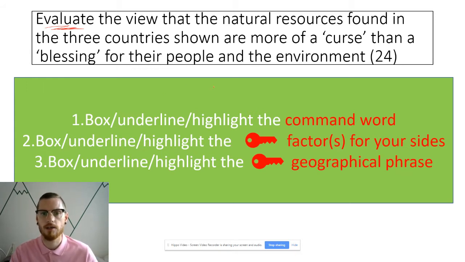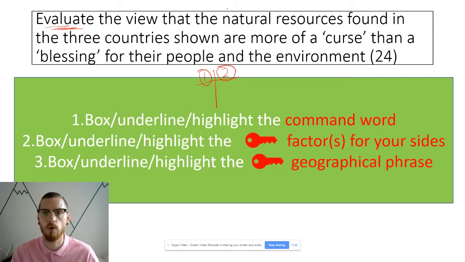And what I mean by that is, remember, evaluate questions are arguments. You're going to have one side of the argument and the second side of the argument. That's what you're doing in an evaluate question. A lot of the time, the question will give you the two sides, or it'll give you one of the sides and you've got to come up with the second side from your subject knowledge. We call these the factors of the argument, or the factors of both sides of the argument.